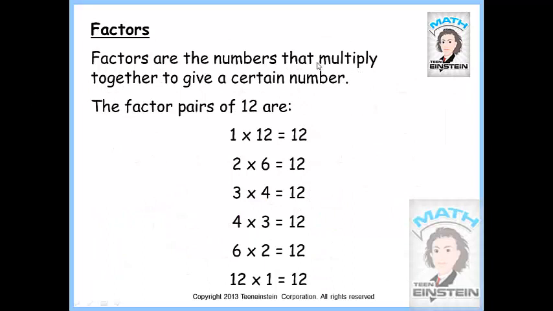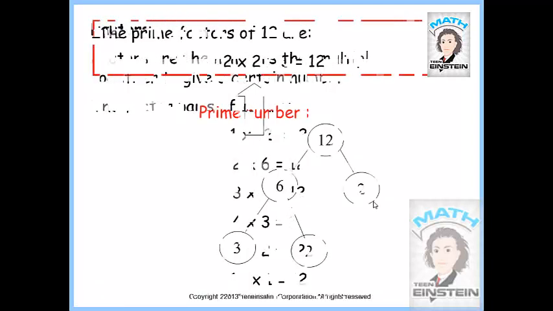Okay, factors are the numbers that multiply together to give a certain number. The factor pairs of 12. How can we find the factors of any number? So 12 can be written using the factors in many ways like this: 1 times 12, 2 times 6, 3 times 4, 4 times 3, or 6 and 2, or 12 times 1. Here 2 times 6 and 6 times 2 are commutative, either you can write 2 times 6 or 6 times 2, all the same. Okay.